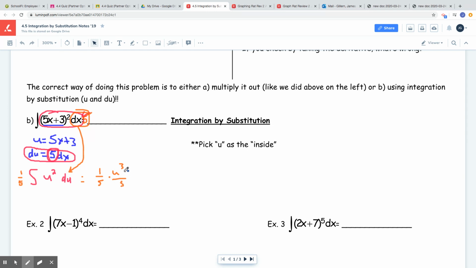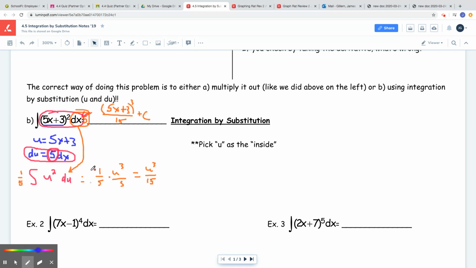And now what we're going to do is substitute in our u. So this is really u cubed over what, 15? But what was our u? Our u was 5x plus 3. So I substituted back in to write my final answer of 5x plus 3 cubed over 15. And then I'm going to write plus c. And there's my answer. 5x plus 3 cubed over 15 plus c.